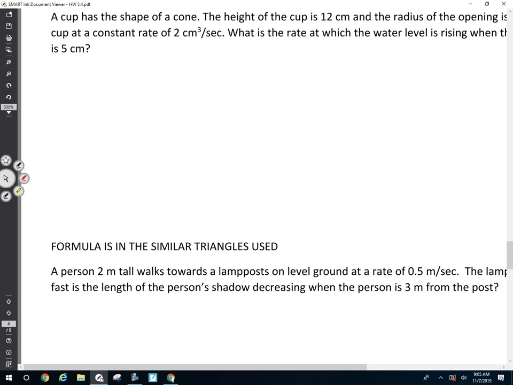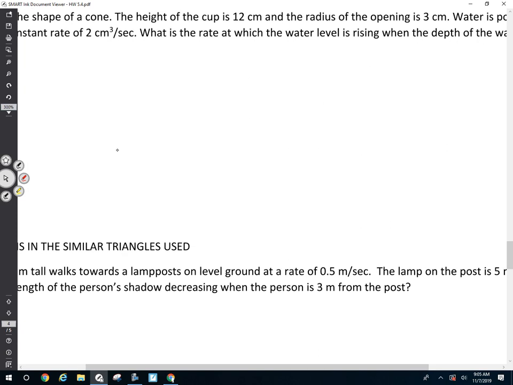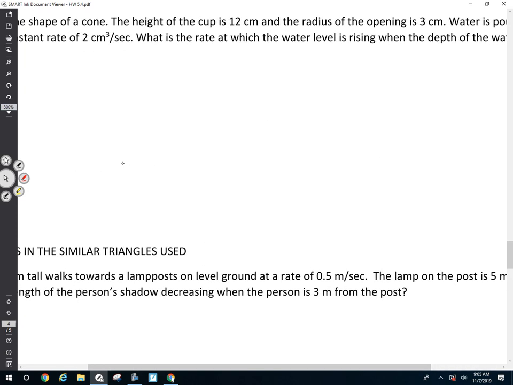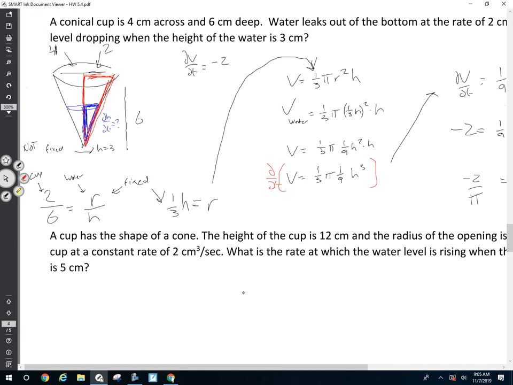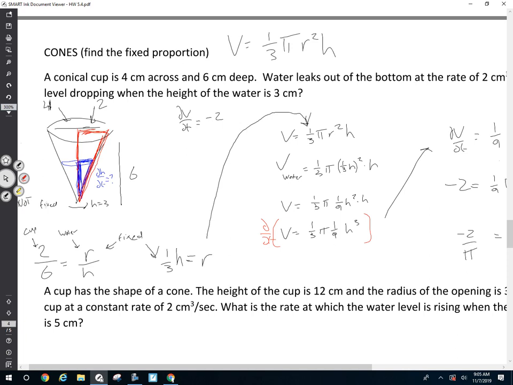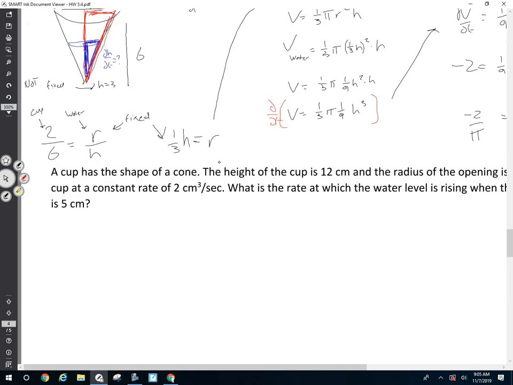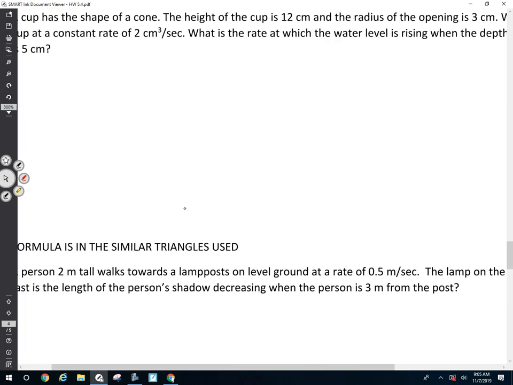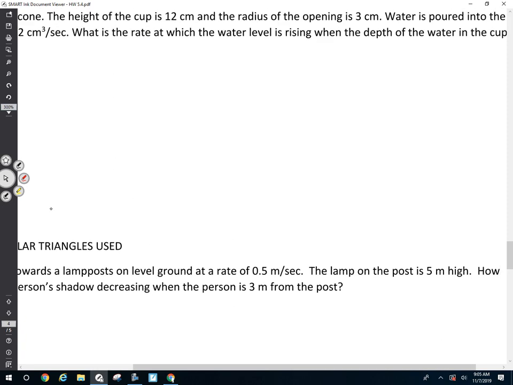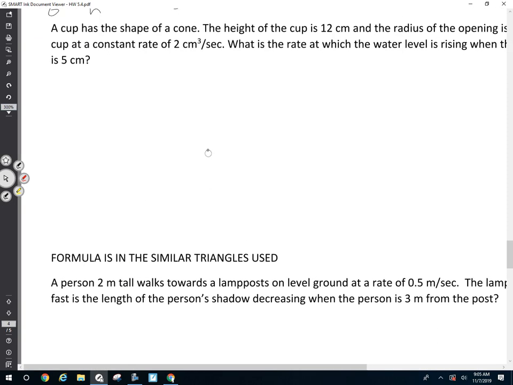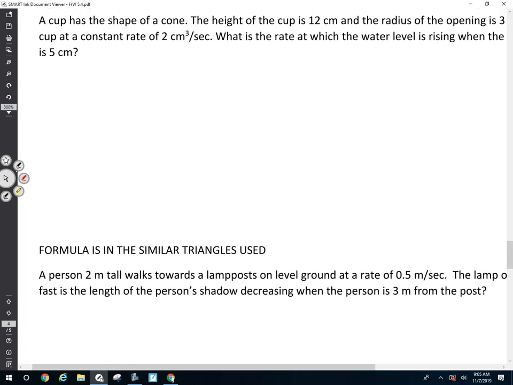Cup has the shape of a cone. I literally just did this one. Whatever, let's do it again. You know what? I don't want to do this again. I'm going to do it again. Same deal. It's good practice, I guess.